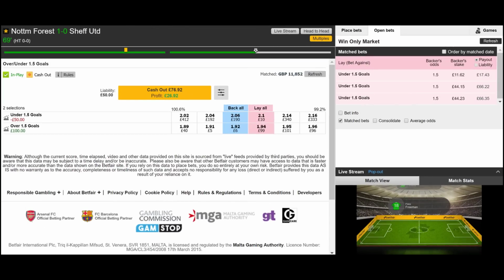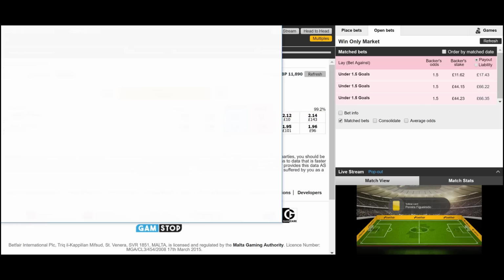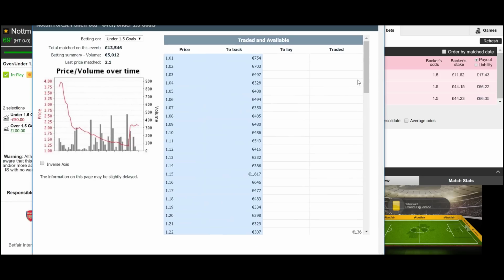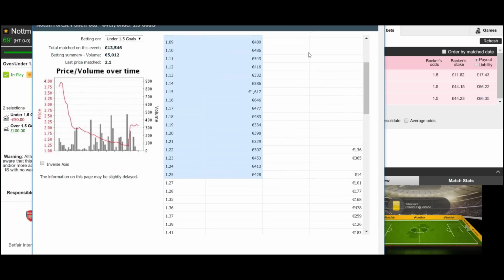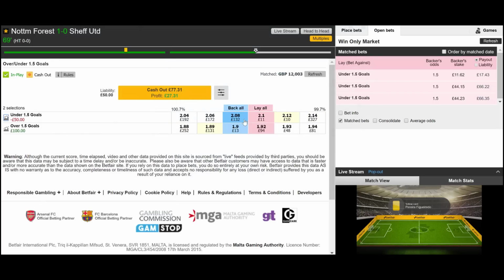So we just had a goal. Nottingham Forest took the lead on 69 minutes, and let's have a look at where the price has gone now on under 1.5 goals. It went as low as 1.22, and immediately after the goal it's now risen to 2.08. So our stop loss point is no longer going to be the 1.10. It's going to be moved now to where our original entry point was, which is 1.50.